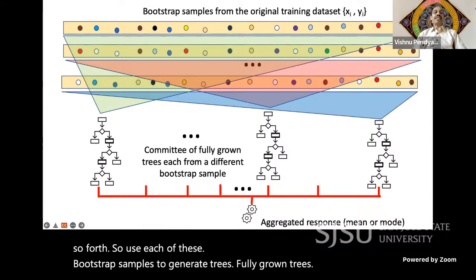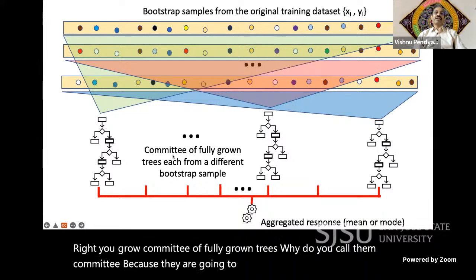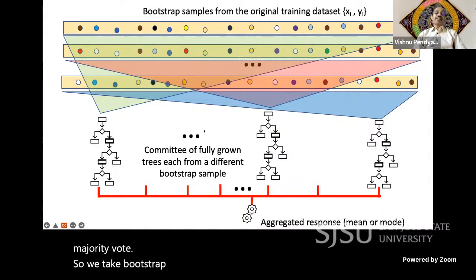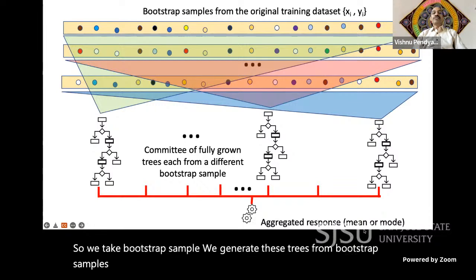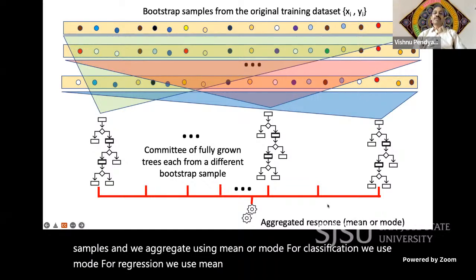You grow a committee of fully grown trees. Why do you call them a committee? Because they are going to vote, right? They are going to take a majority vote. So we take a bootstrap sample, we generate these trees from bootstrap samples, and we aggregate using mean or mode. For classification, we use mode. For regression, we use mean. That's it. That's the simple idea behind bagging.